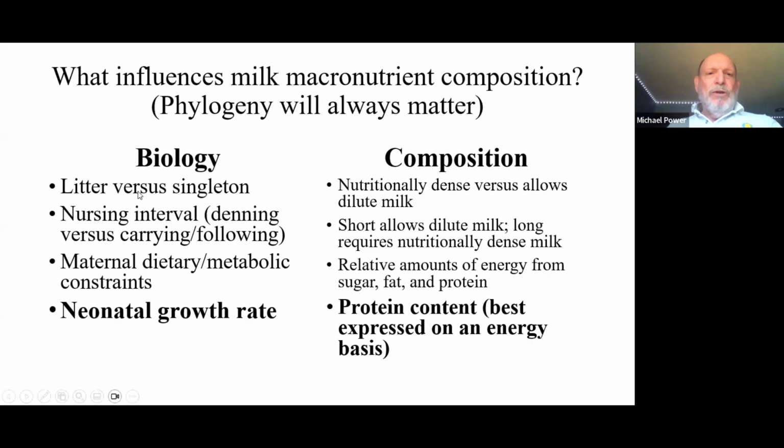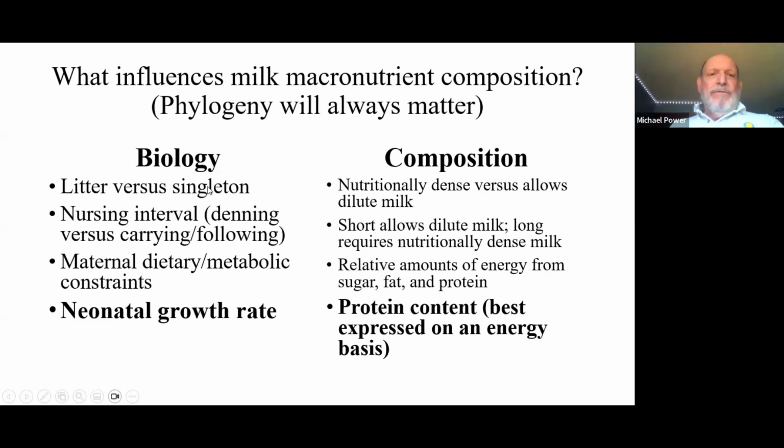But then here's a short list of some of the other things I've looked at. I have a litter versus a singleton. Nursing interval: is the nursing interval short or long? All of these things depend on the nutritional density of the milk. But you'll notice I say allows dilute milk often here. I don't know of any animal that produces a litter that also produces a dilute milk. They all produce nutritionally dense milk. But I do know animals that produce a singleton that produces a nutritionally dense milk. So these things all sort of work together.